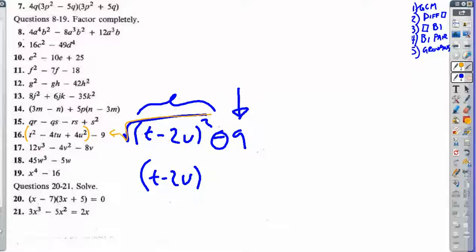Sorry that my explanations are less than wonderful right now. I'm in a hurry. And when we have a difference of squares, we're going to take the square root of both terms. Square root of 9 is 3.